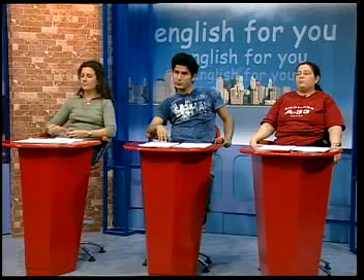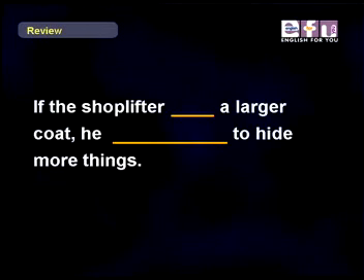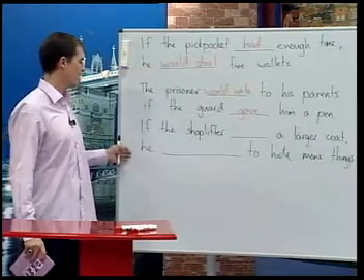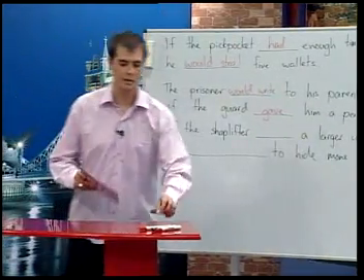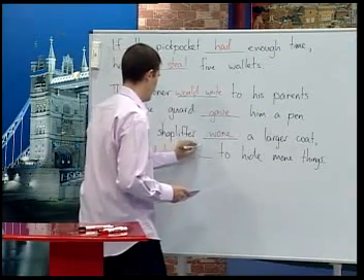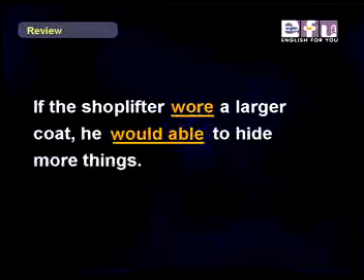And Luis, the last one for you. If the shoplifter something a larger coat, comma, he something to hide more things. What's the answer, do you think? If the shoplifter wore a larger coat, he would be able to hide more things. Good. He would be able to hide more things.